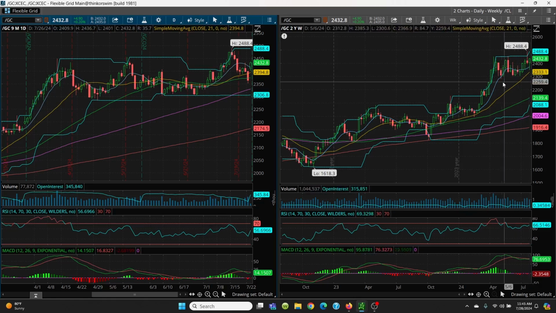Okay, you got below it, but the key is closing below it for the week. That's the key, and obviously it just could not do that. Okay, let's take a look here at silver.